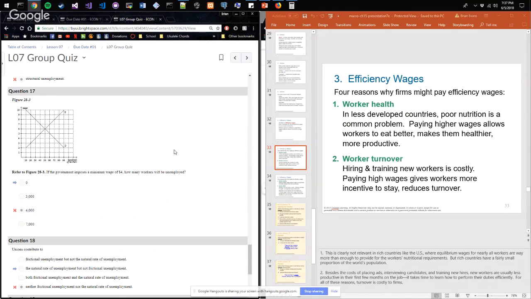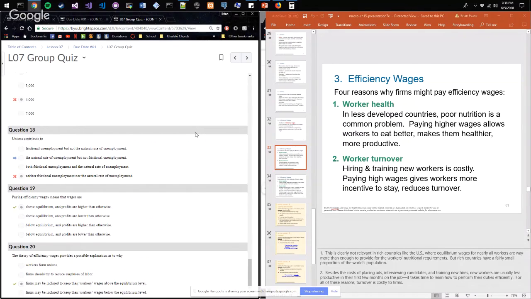So I guess if the government imposes a wage that's below the equilibrium, then there's not unemployment. Would not have known that. I mean, I guess that makes sense. Actually, if there's more jobs than there are workers, then no one's going to be unemployed. Yeah, probably should have seen that coming.